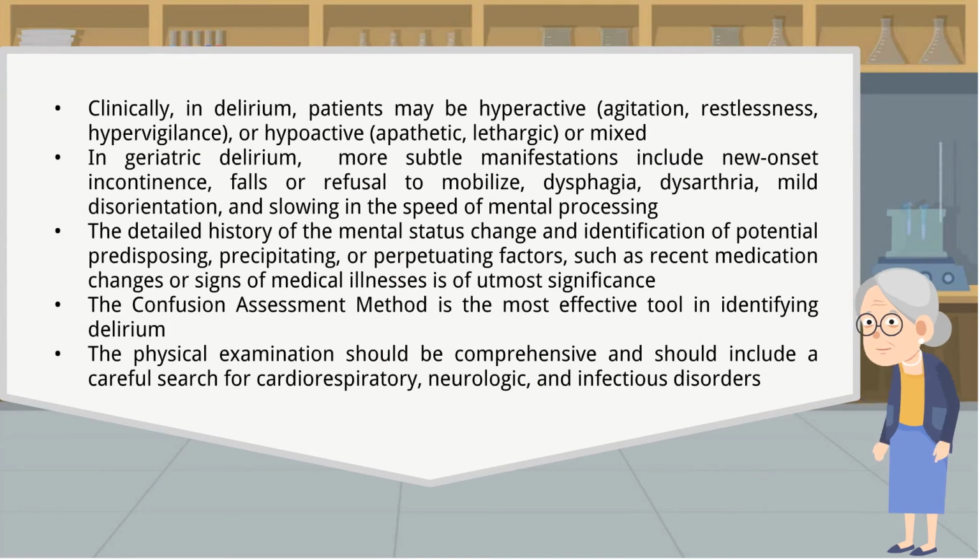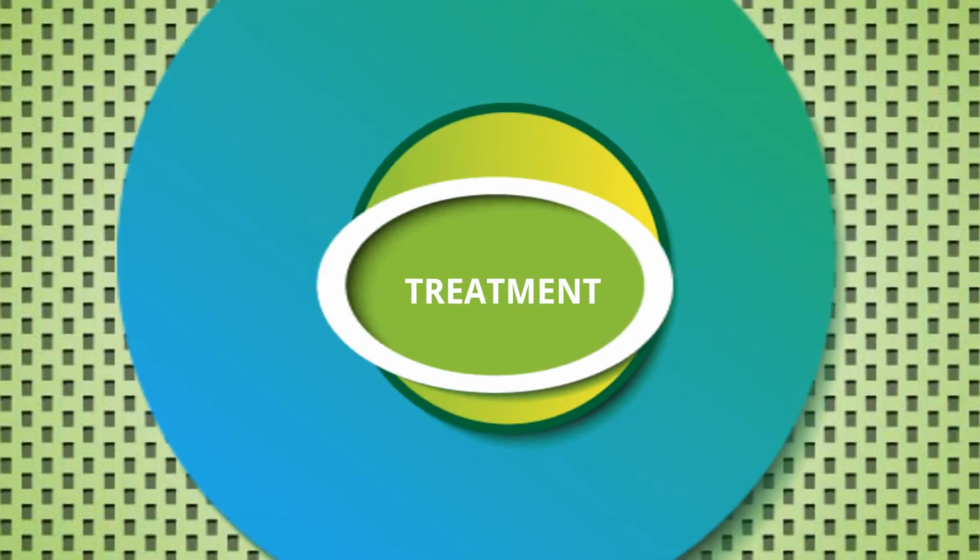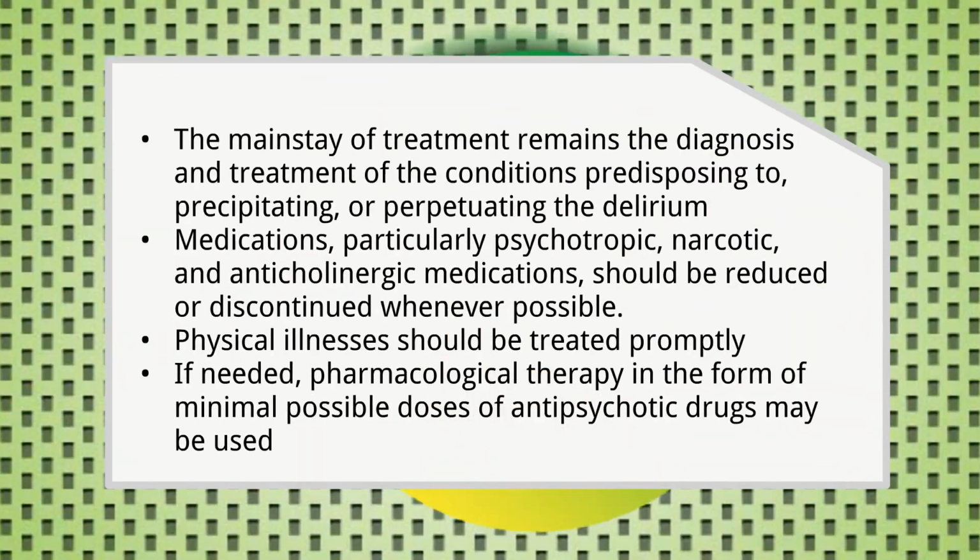The Confusion Assessment Method is the most effective tool in identifying delirium, and also the physical examination should be comprehensive and should include a careful search for cardiorespiratory, neurologic, and infectious disease. Physiotherapy treatment: the mainstay of treatment remains the diagnosis and treatment of the conditions predisposing to, precipitating or perpetuating the delirium, medication, physical illnesses, and if needed, pharmacological therapy in the form of the minimal possible dose of antipsychotic drugs may be used.